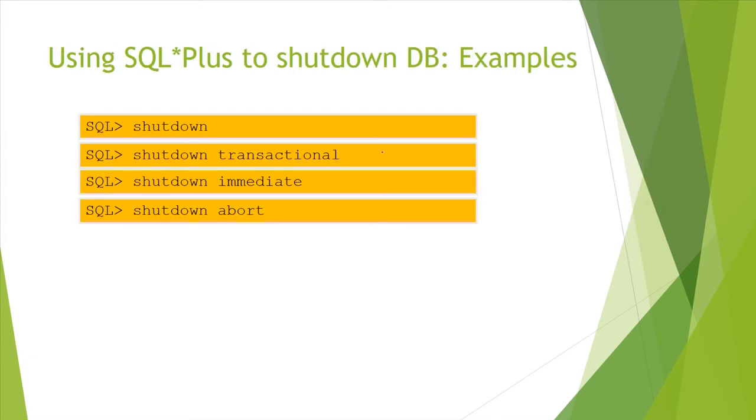To shut down the database, there are 4 modes: either shutdown or shutdown normal, which are the same thing, shutdown transactional, shutdown immediate, or shutdown abort. This is how to shut down your database.